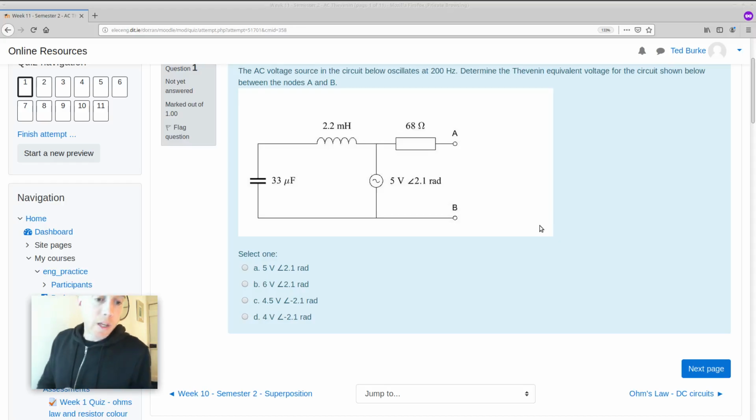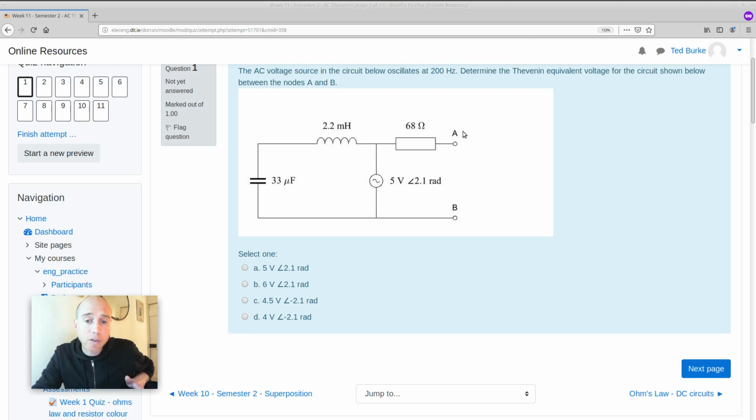So I'm in the weekly quiz here, which is on Thevenin AC circuits. I'm currently on question 1. Actually, question 1 is a very simple one. It doesn't require any calculation really at all, but let's just see why that is. So you can see that the circuit is actually a good bit simpler than what I had drawn on the page there. We've just got 3 passive elements, a capacitor, inductor and resistor, and a single AC voltage source here.